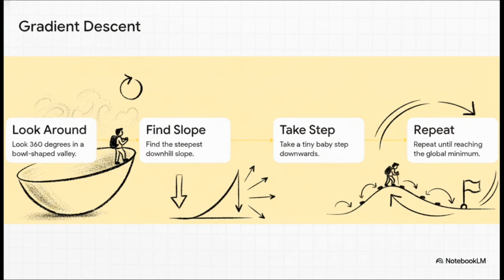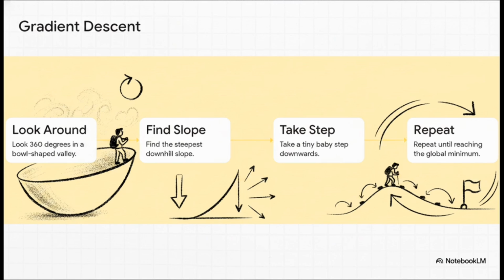To understand gradient descent, I want you to imagine a hiker stranded on a foggy, bowl-shaped hill. They want to get to the bottom where their camp is, but the fog is so thick they can't see far in front of them. So what do they do? Well, they look 360 degrees around where they're currently standing. They figure out which specific direction has the absolute steepest downhill slope. They take a tiny baby step in that direction, and then they stop and repeat the whole process.